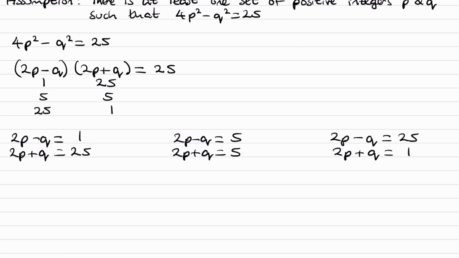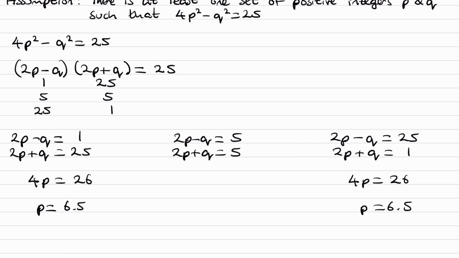If we add the two equations up, we end up with 4p is equal to 26. And then we end up with p is equal to 6.5, and that's not an integer, so we can stop there. This doesn't give us an integer set of solutions. We get the same thing with this pair of equations here. So if we added the two things, we'd get 4p is 26 and then p is equal to 6.5.